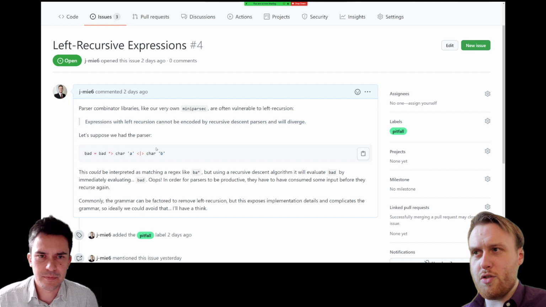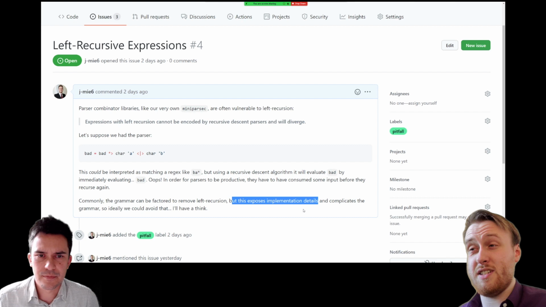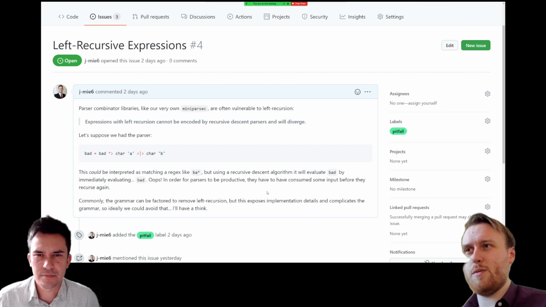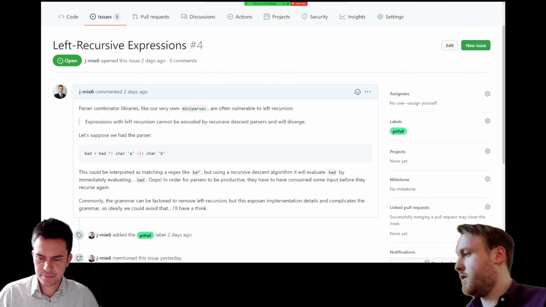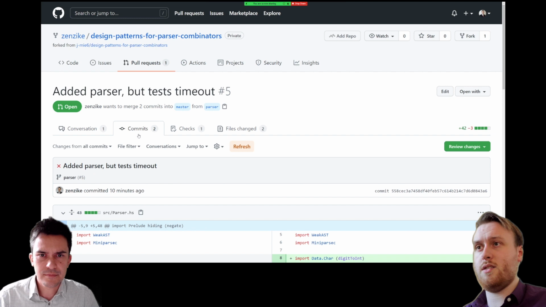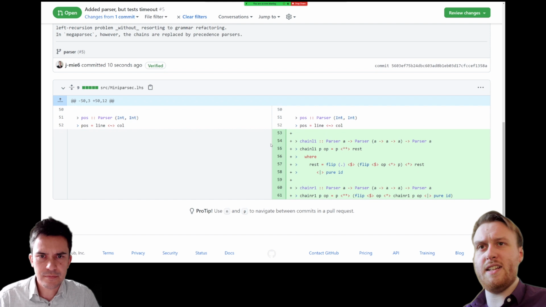I mean, you can do grammar transformations to fix this, but I don't really like that because it exposes the implementation details. The good thing is actually that parser combinator libraries usually have something for this. I've realized that actually I haven't pushed it into the repo, so let me just do that and then I'll show you what I mean. Okay, so it is up. Let's just go to that commit and I will just illustrate what I mean exactly.